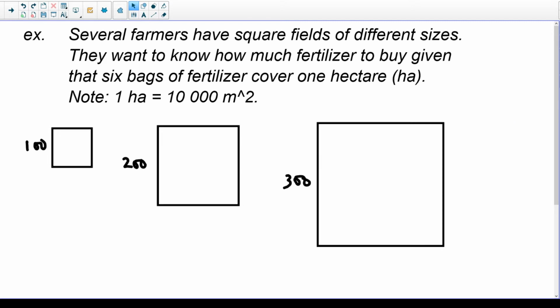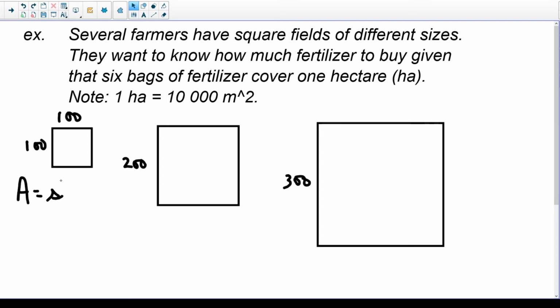So we need to calculate how many hectares each one of these fields covers, okay? There's a couple of ways that we can do this. So we know that this is 100 by 100. Now, the area of a square is a formula based on the area of a rectangle, which is length times width, which often gets replaced as side times side.